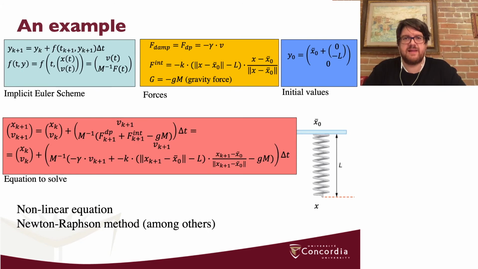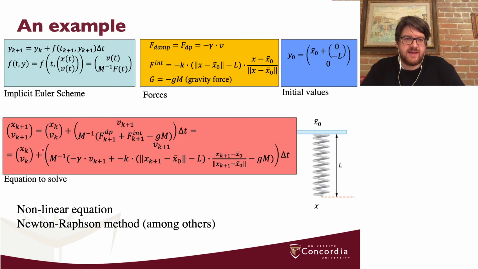This slide puts everything together. So on the left-hand side, you have the standard implicit Euler scheme. The first row gives you the compact formulation. The second row expands it. In the middle here, you have the forces which play a role here. So you have the damping force, which is fairly straightforward. You have the interior spring force, and you have the gravity force. And on the right-hand side, you have the initial values. Now, here in the middle, in the red box, is where the action is. This is where we have to solve for the position and velocity of the point x in our case.